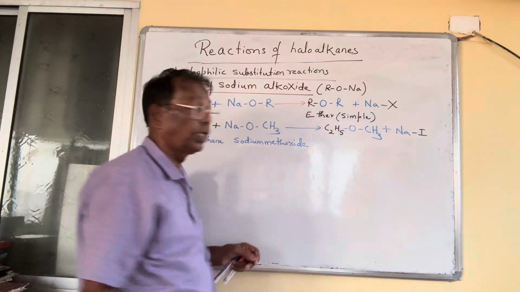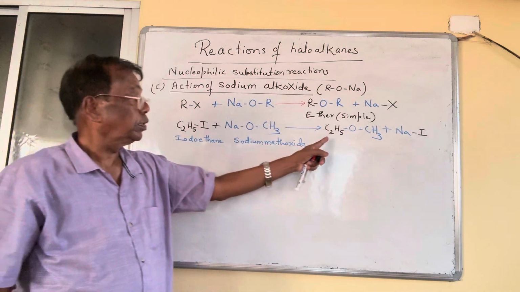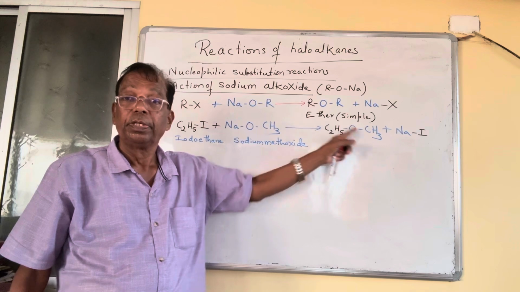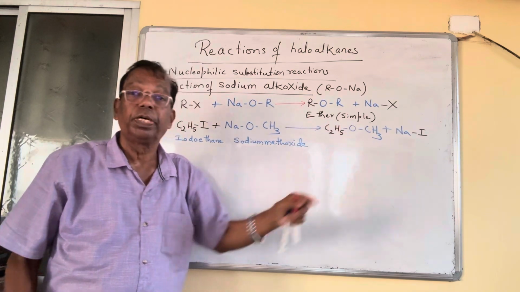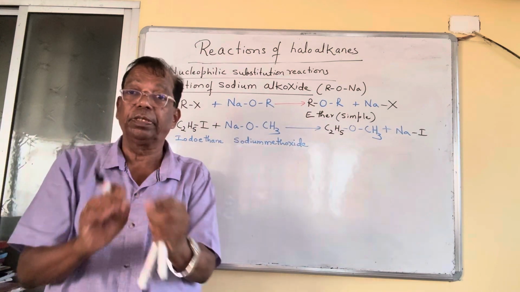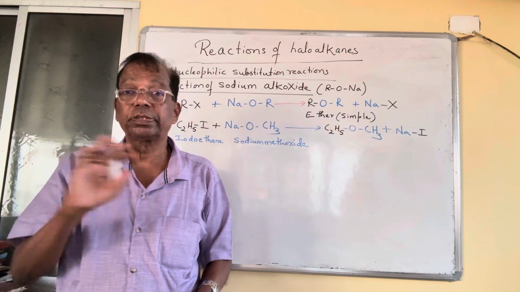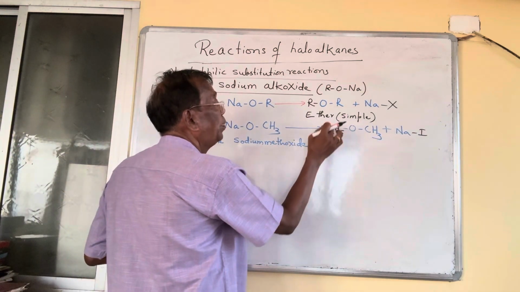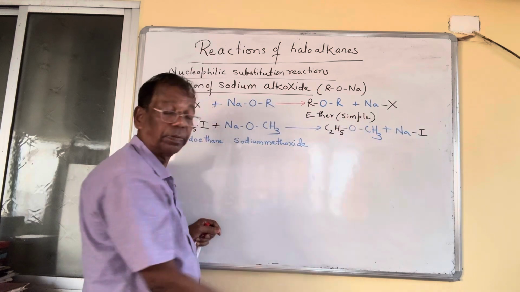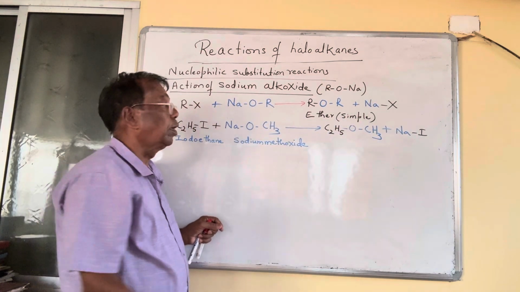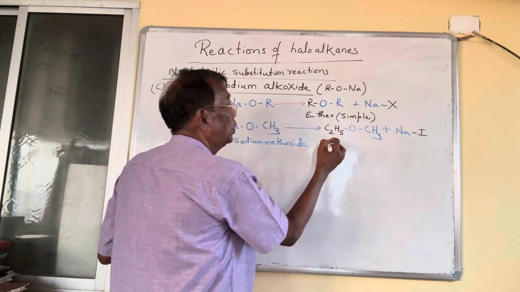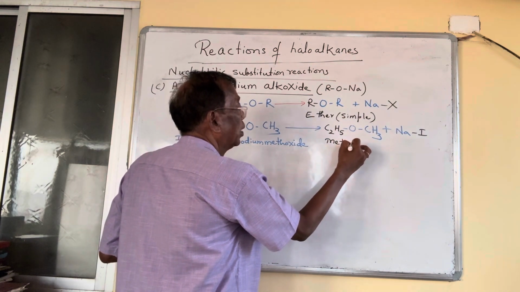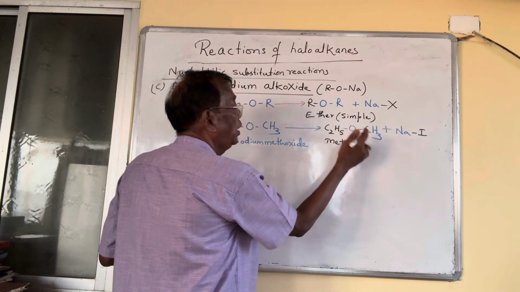Now here if you look at this, this is C2H5 group, one R group. This is another R group. This group and this group attached to the oxygen here are not the same. Therefore, these two groups are not the same. This will be called as unsymmetric ether. This is also called mixed ether. So this will be named as, you know, methoxyethane.